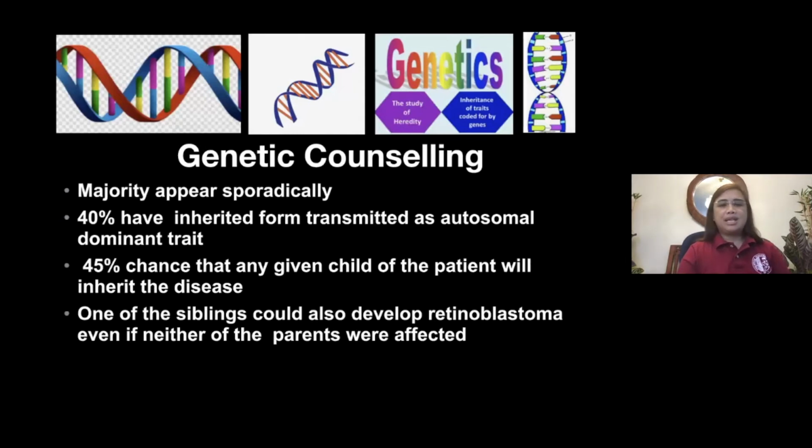For genetic counseling, the majority appear sporadically. 40% have the inherited form, transmitted as an autosomal dominant trait. There is a 45% chance that any child of the patient will inherit the disease. And one of the siblings could also develop retinoblastoma even if neither of the parents were affected.